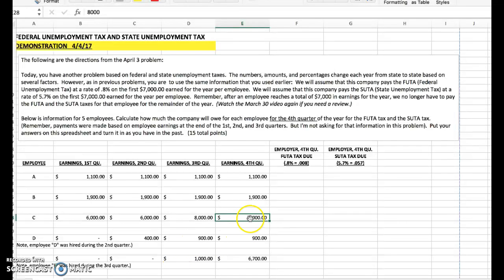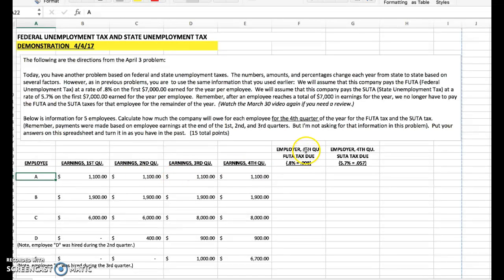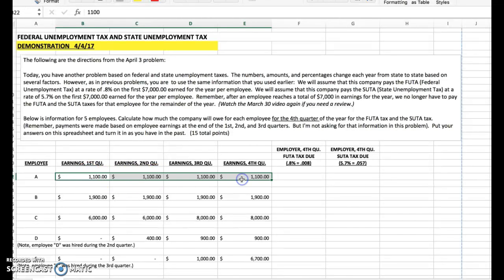All right, let's see if we can go through this problem and figure out how to best handle this. So let's go to employee A, and the problem asks you to figure the fourth quarter federal and the fourth quarter state unemployment tax. So in order to do this, we have to look first of all at employee A. Has he or she gotten to 7,000? Well, no, we can see quickly that he or she has earned for the year $4,400.